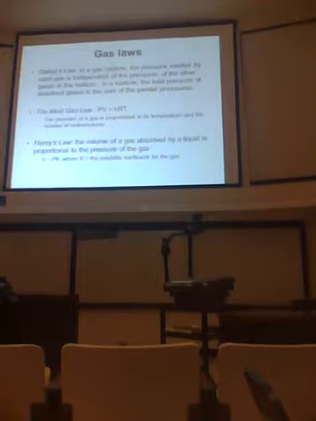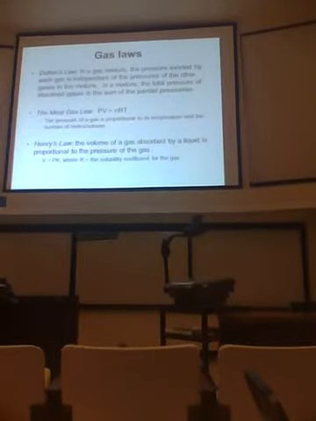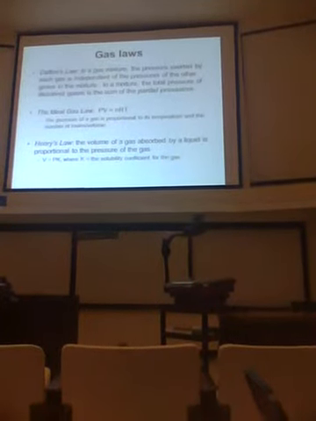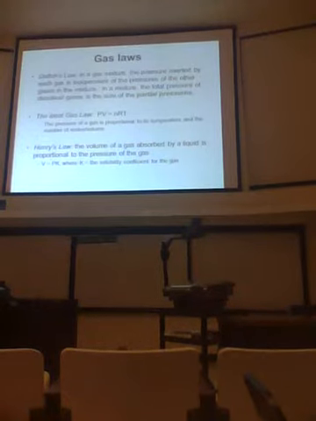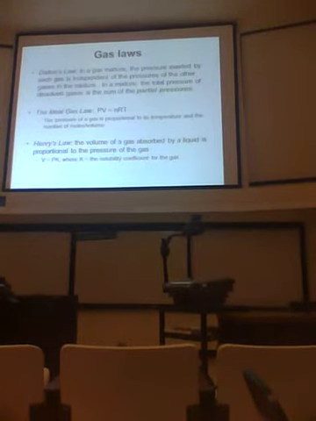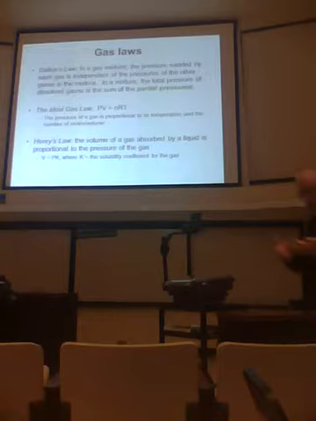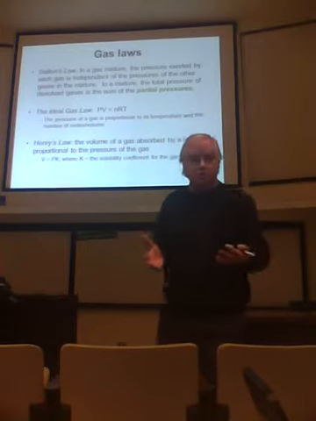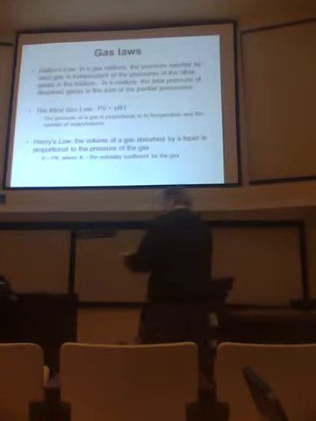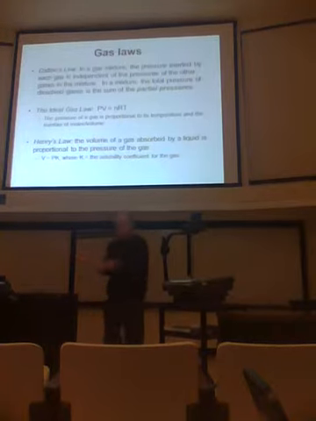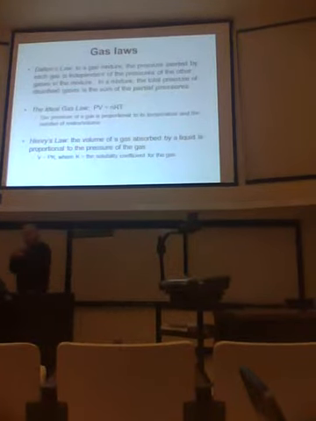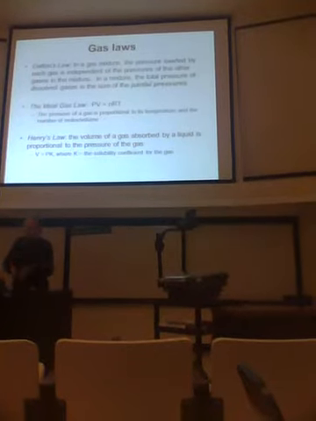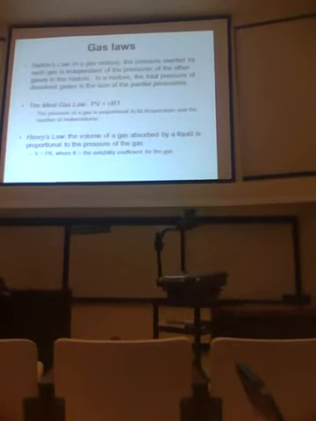And the equation is V equals PK, volume equals pressure times a constant, where K is the solubility coefficient for the gas. So for any gas, all gases have their own solubility. And that's a solubility coefficient, which is a constant in the equation. So carbon dioxide will have a specific solubility, oxygen will have a specific solubility.